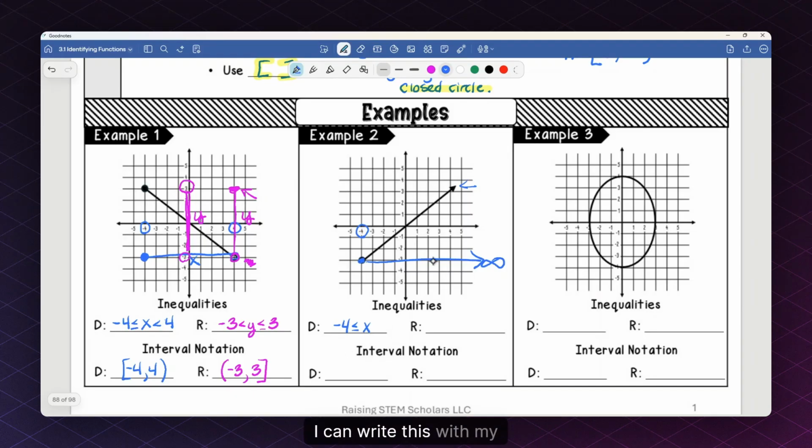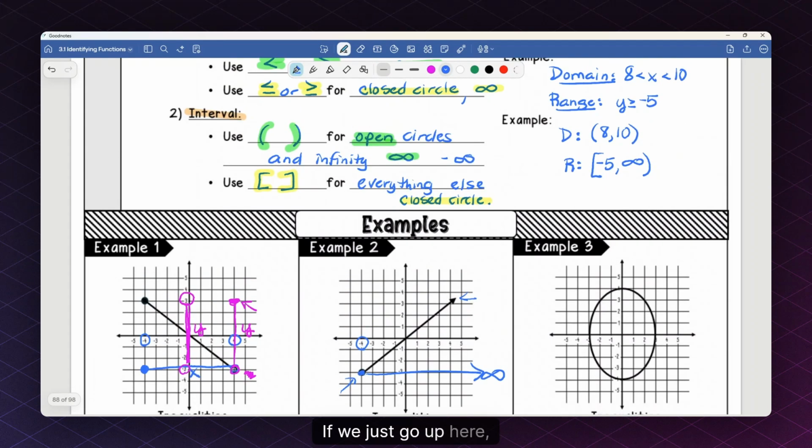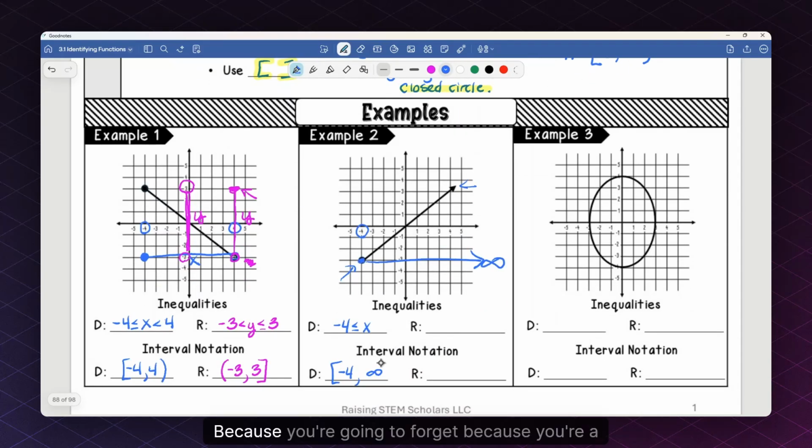I can write this with interval notation. I can put my -4 and the positive infinity symbol and put a comma in the middle. This is starting with a closed-in circle, so I'm going to put a bracket. And then infinity, if we just go up here, remember infinity is an open circle, and you don't even have to remember it. It's right here in the notes. So there's a reason why you write it down. Because you're going to forget, because you're a human being. Human beings forget. That's what we do.